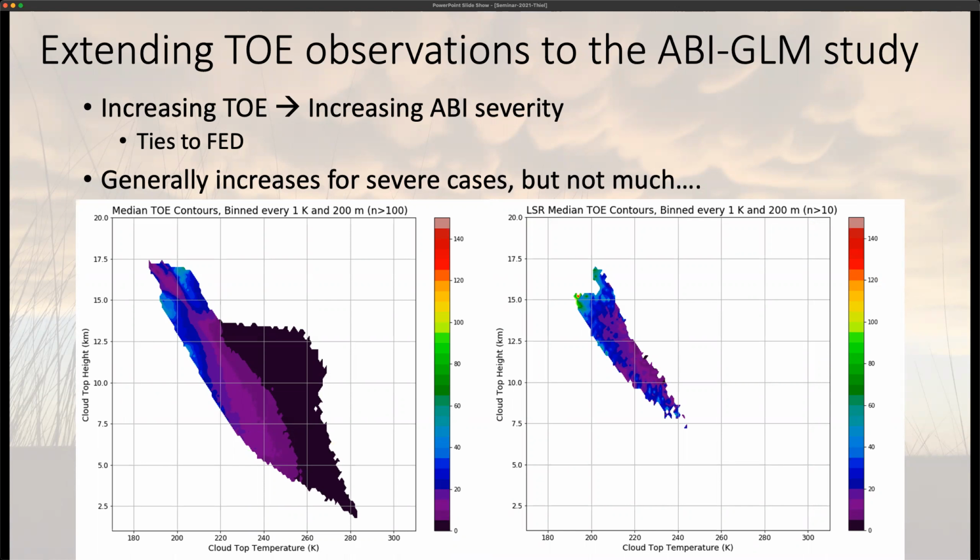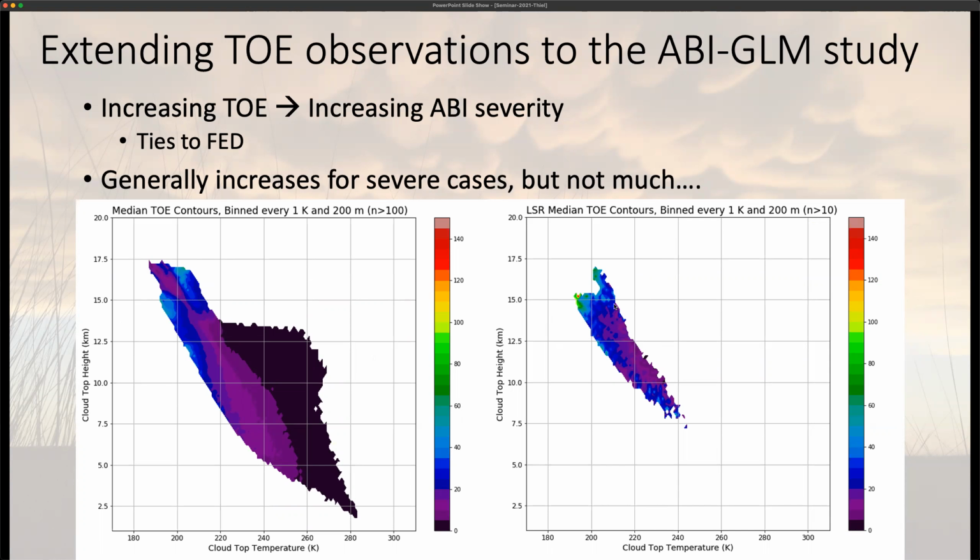So when looking at those previous contour plots from before, we now added in the total optical energy variable and sampled their median values. What we can observe is that as we increase in total optical energy values, those do increase in the same area that we saw correspond to the FED. FED often corresponds quite well with total optical energy, the simple idea of more lightning, more light. So this generally increases and is slightly larger for severe cases, but that signal wasn't as strong as what I personally would have liked.